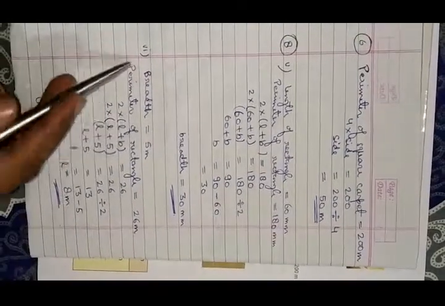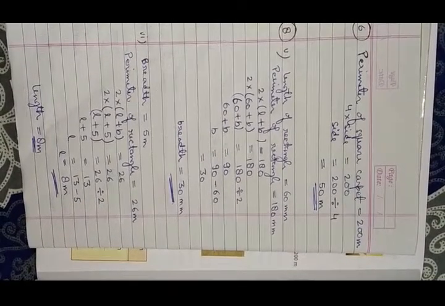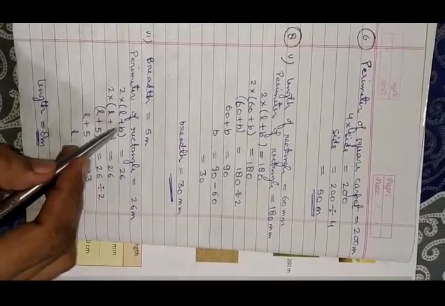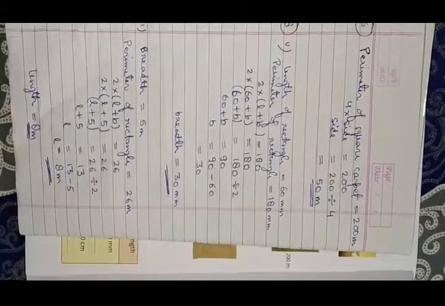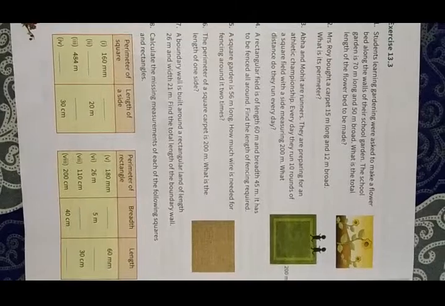Same in the question number 6 part. Breadth is 5 meter and perimeter is 26 meter. So we will put 5 in place of B and do the same process as we have done in the 5th part. You have to do all the parts of this exercise. Okay, thank you.